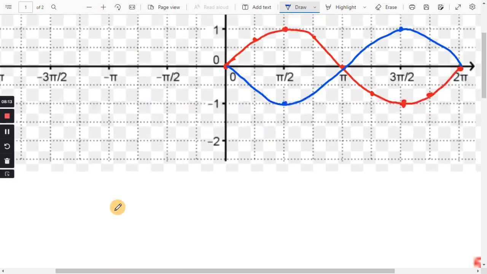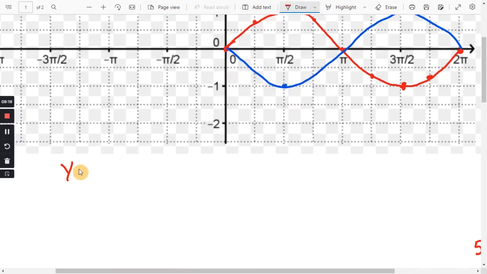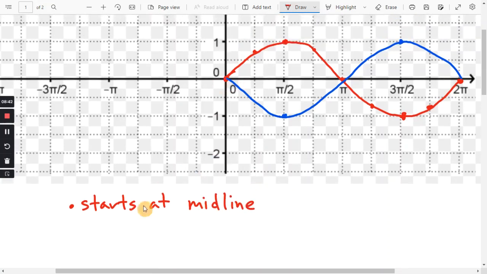All right, so I'll give you some hints for the Khan Academy for y equals sine of x. I'll just do it in red here because we did the sine of x in red. For the sine of x, it starts at the midline and then it heads to the maximum.